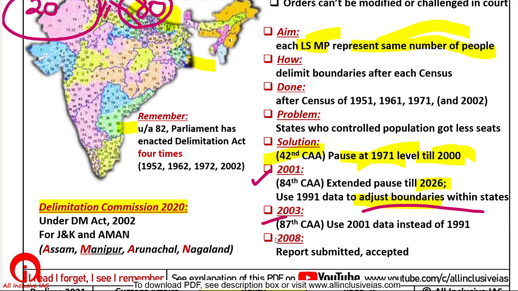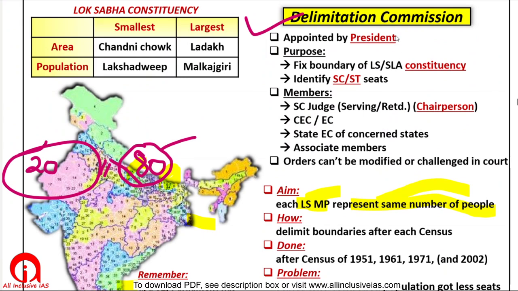These are small amendments, like the 87th amendment, which said that 2001 census data can be used instead of 1991 data. In 2008, the report of the latest Delimitation Commission was accepted. For prelims, you should know the purpose. What is the purpose of the Delimitation Commission? For fixing the boundaries of Lok Sabha and State Assembly constituencies.